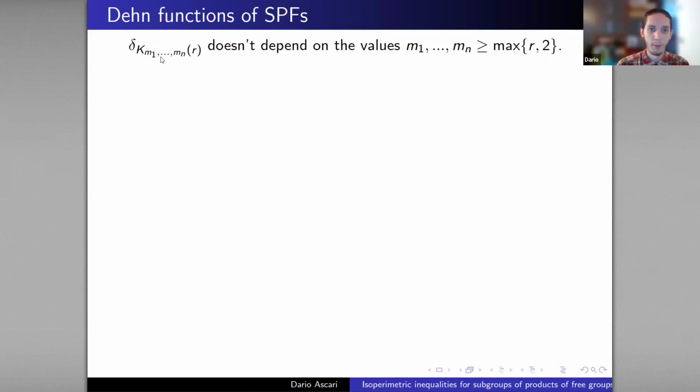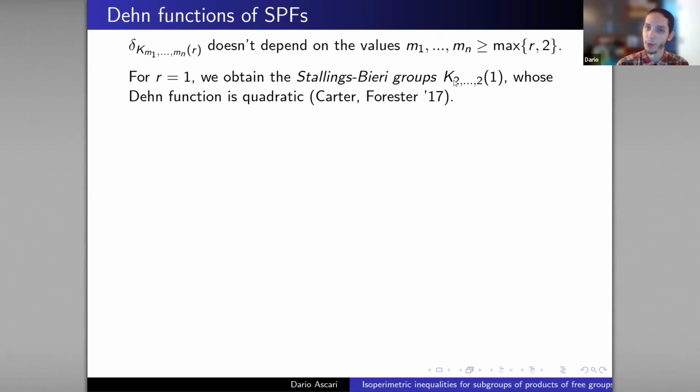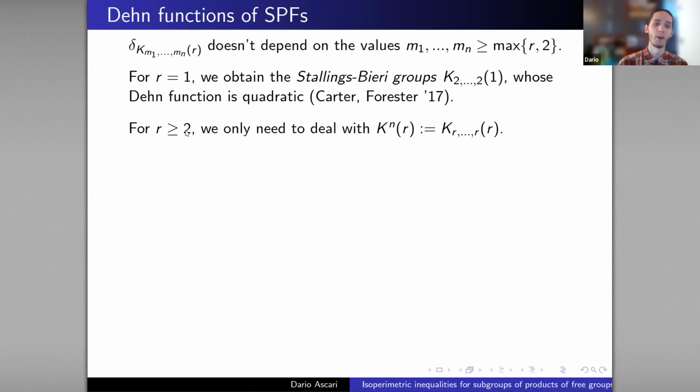So, for example, if r is equal to 1, we can set all the m_i's to be equal to 2, and we only care about the group K(2, 2, ..., 2, 1). These are called the Stallings-Bieri groups, and it has been proved reasonably recently that their Dehn functions are all quadratic. Okay, so now we focus only on the case r bigger than or equal to 2.